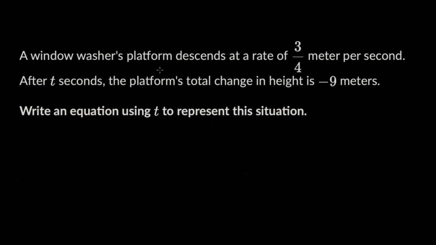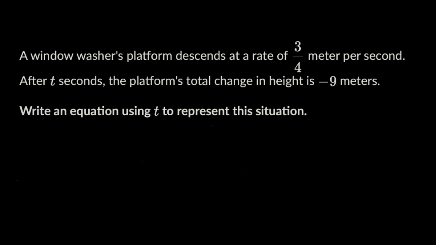We're told that a window washer's platform descends at a rate of 3/4 of a meter per second. After t seconds, the platform's total change in height is -9 meters. Write an equation using t to represent this situation. So why don't you have a go at that?